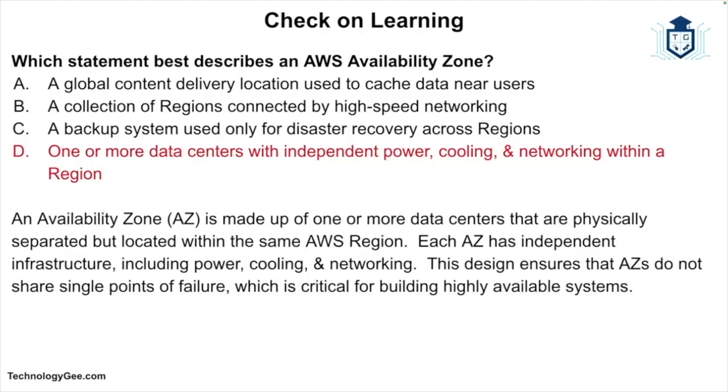And the correct answer is it is one or more data centers with independent power, cooling, and networking within a region. So an AZ is made up of one or more data centers that are physically separated but located within the same AWS region. Each AZ has independent infrastructure, including power, cooling, and networking. And this design ensures that AZs do not share single points of failure, which is critical for building highly available systems.